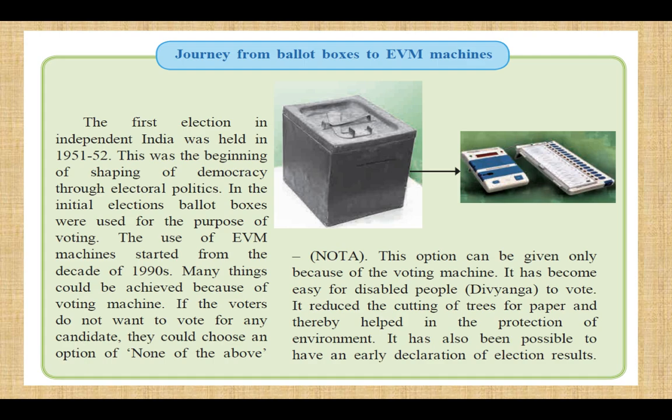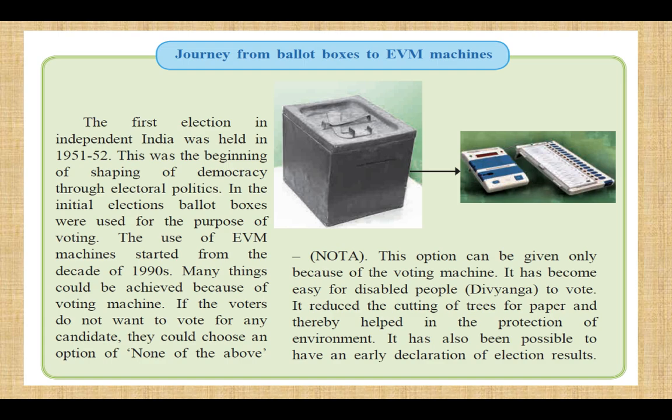Many things could be achieved because of the voting machines. EVM is an electronic voting machine. If the voters do not want to vote for any candidate, they could choose an option of none of the above, that is NOTA. This option can be given only because of the voting machine. It has become easy for disabled people to vote.